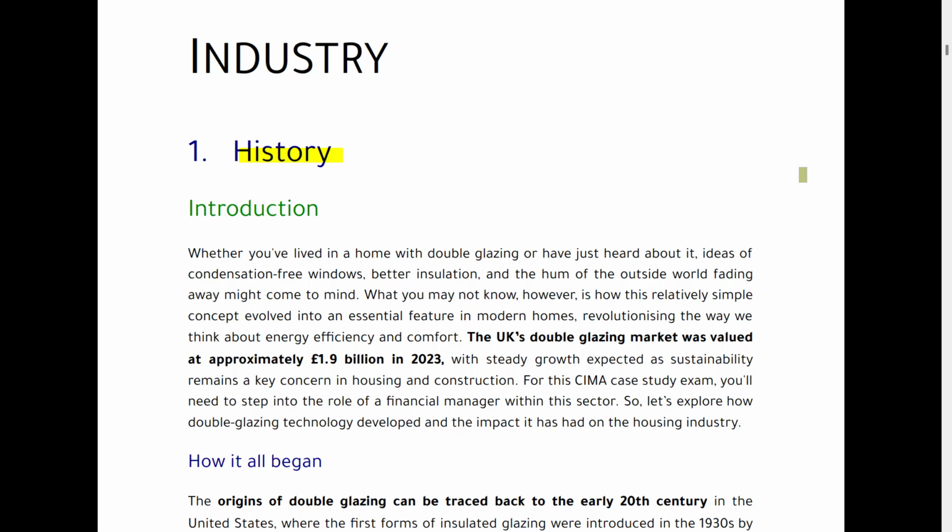Either way, when you think about double glazing, you know that it's likely to reduce condensation, give you better insulation, and be a bit more soundproof, so it's going to reduce the outside world's noises. You might not know how it evolved over time, and that's what we're going to look at. You also might not know that the UK's double glazing market was valued at £1.9 billion in 2023, with steady growth expected as the market continues to develop.